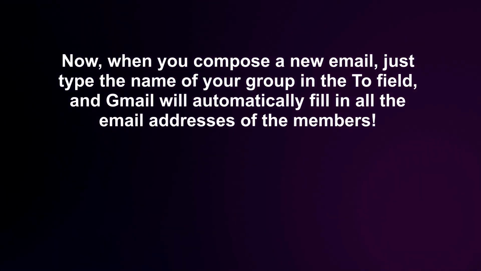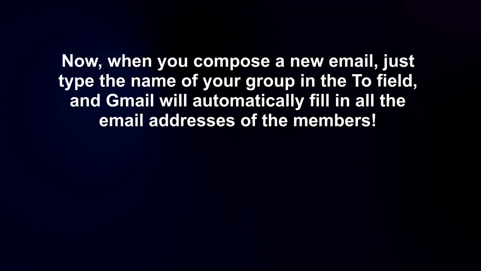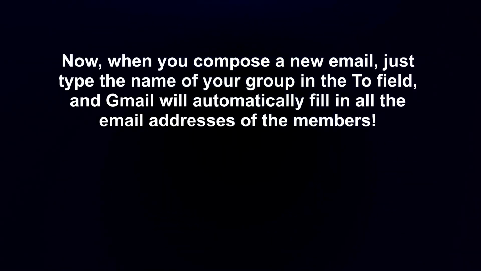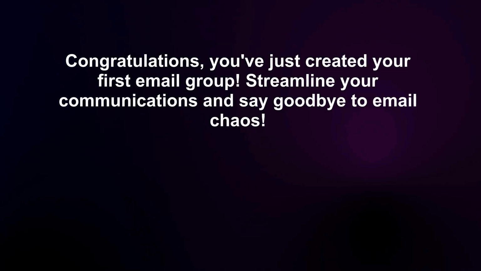Now, when you compose a new email, just type the name of your group in the To field, and Gmail will automatically fill in all the email addresses of the members. Congratulations, you've just created your first email group.